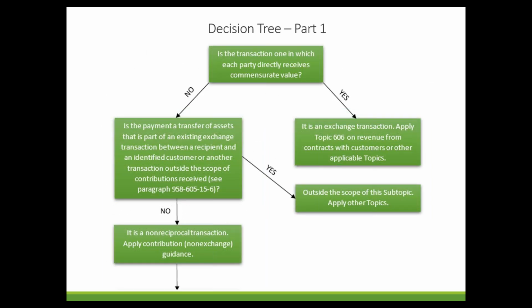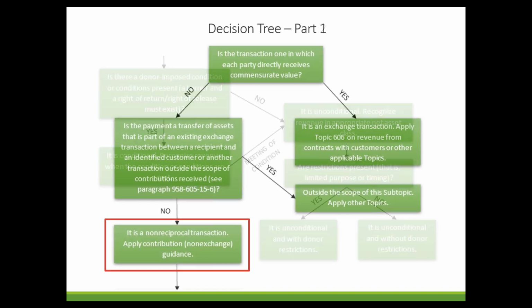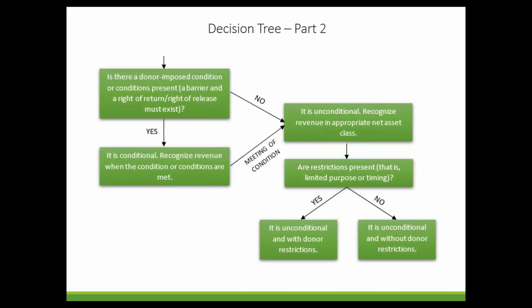Going back to our decision tree, let's say after walking through the questions on the left, we determine the transaction is a contribution. Let's walk through revenue recognition for contributions. For contributions, the decision tree continues to determine whether the contribution is conditional or unconditional based on whether the agreement contains a donor-imposed condition, which is different from a donor restriction, and we will discuss that later.